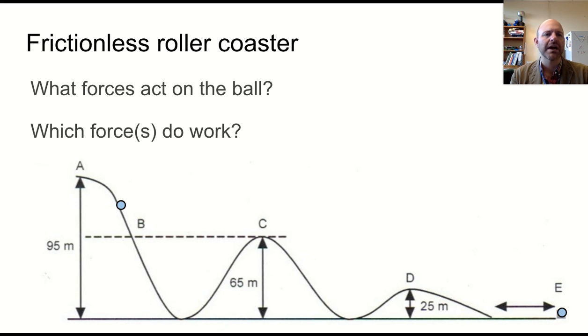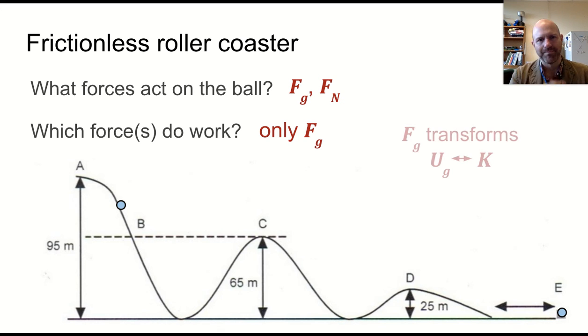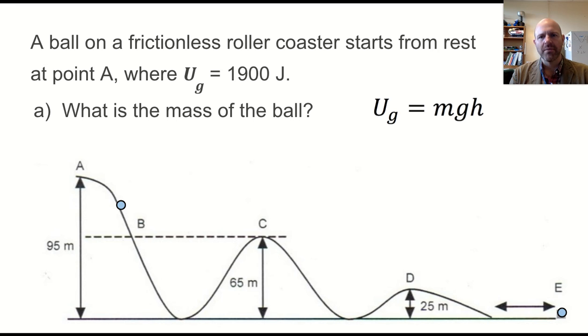We can also do this kind of thing on a roller coaster, right? What forces act on the ball? Force of gravity and normal force. But only the force of gravity does work, because the normal force is always perpendicular to the path of motion. Which means the force of gravity, just like the projectile, helps transform between gravitational potential and kinetic. And we can figure out things based on what we know.